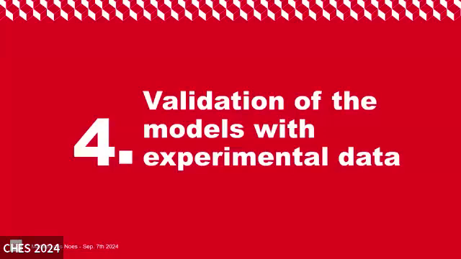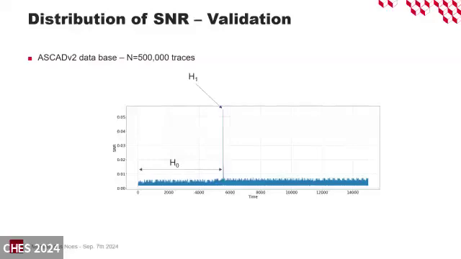And it works. In the paper we have many validations with simulation and also with experimental data based on the ASCAD V2 database. Here we measure the SNR at the output of the first masked S-box with 500,000 traces. We have a small SNR peak here, and we assume this is hypothesis H1 and the remaining part is hypothesis H0.